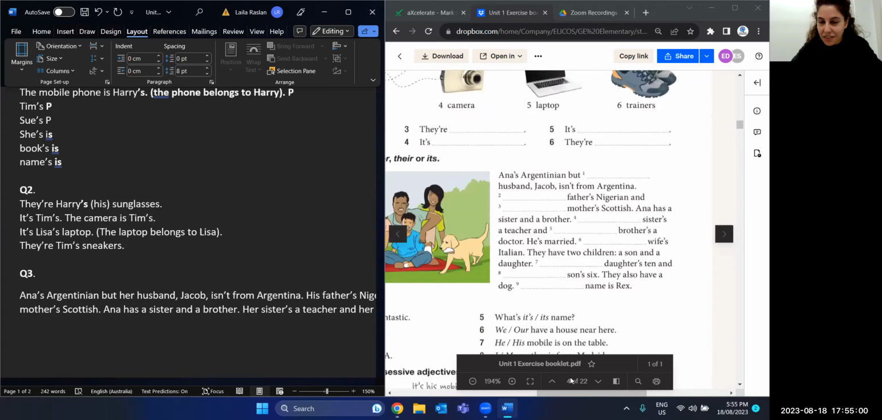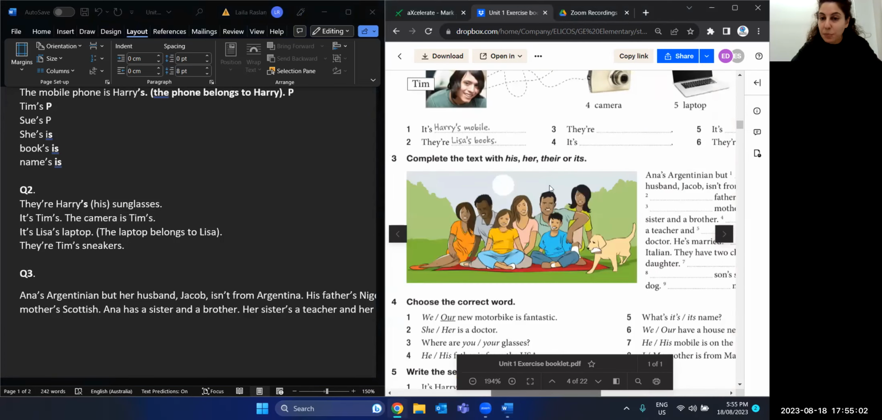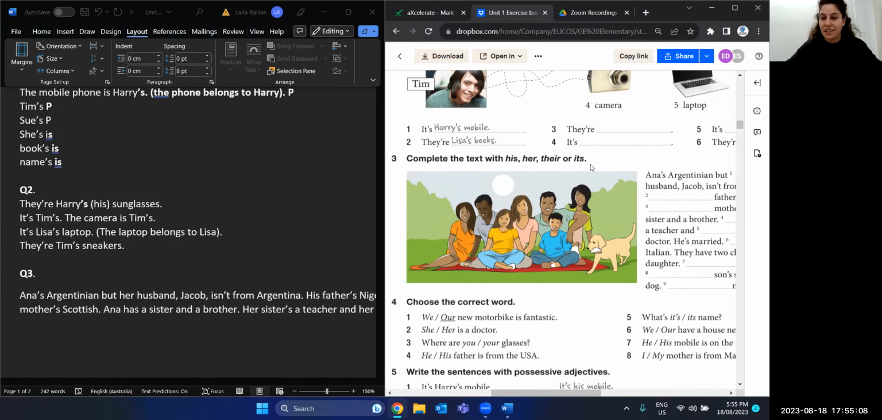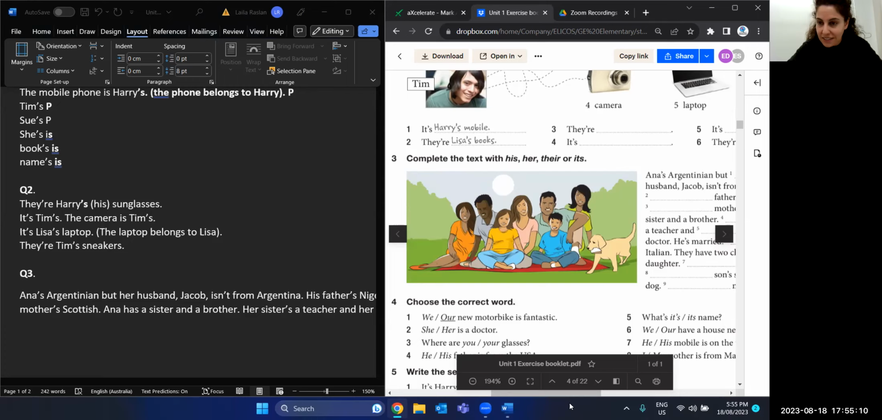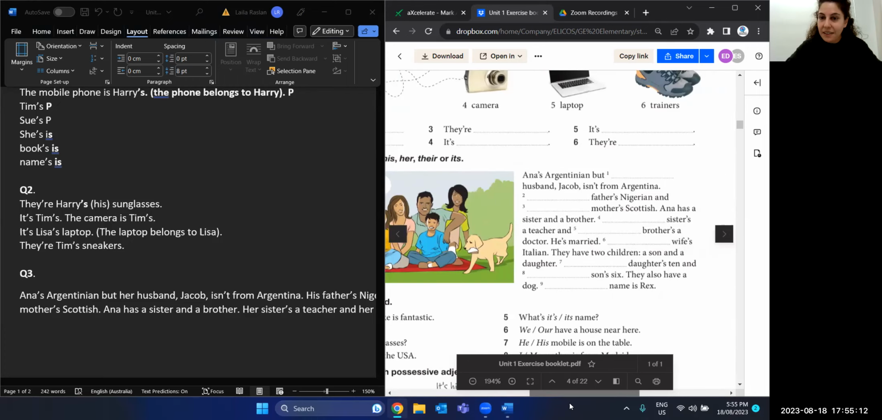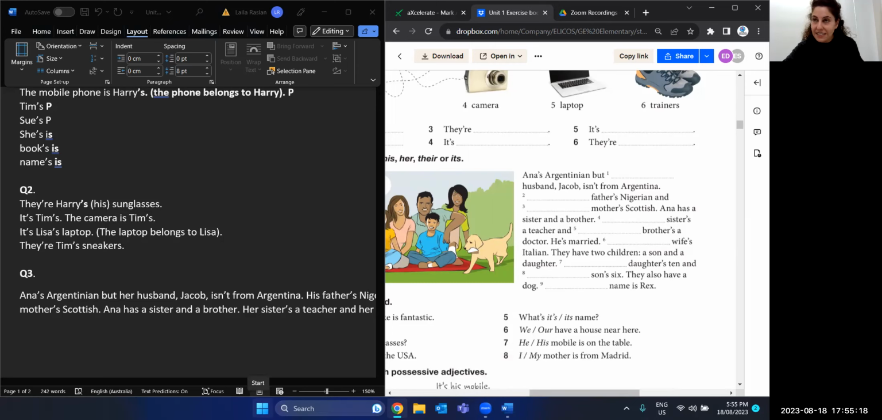Good. Let's look at this conversation. We have to put his, her, their, or its, the possessive, not the subject, the possessive. So we must be talking about nouns. Let's have a look. We'll do one sentence each, starting with Edward.